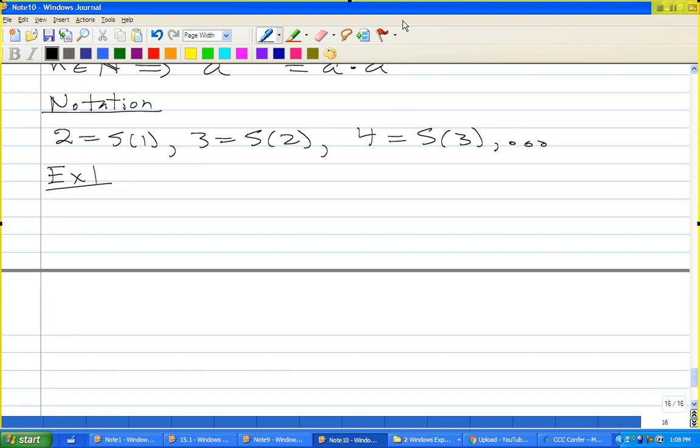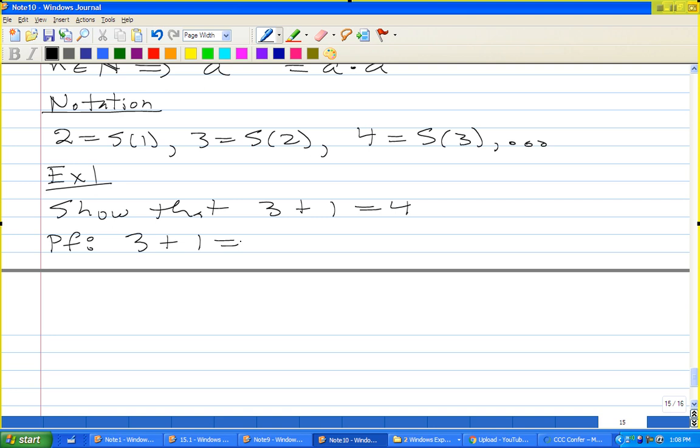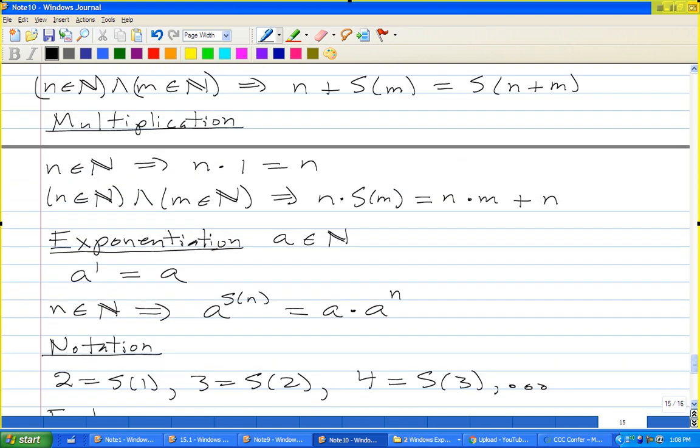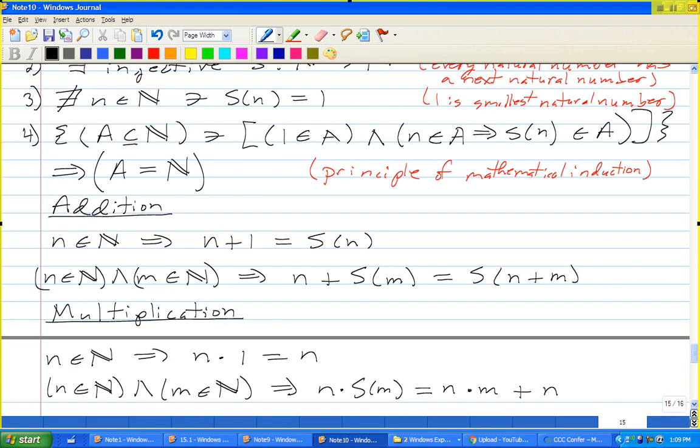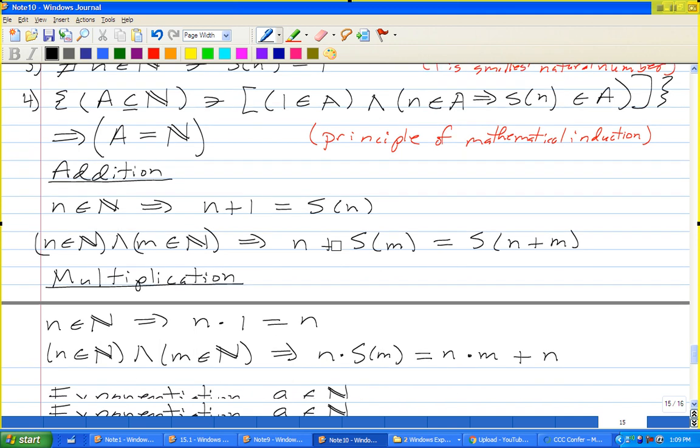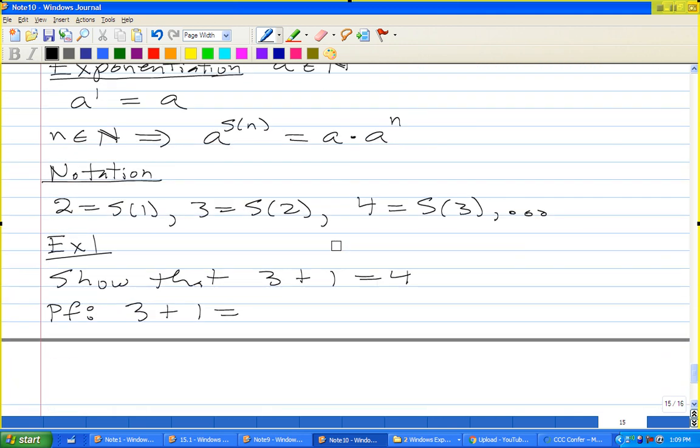And so I want to show that 3 plus 1 is equal to 4. Well, let's look at 3 plus 1. By definition, n plus 1 is the successor of n. So this is the successor of 3, but the successor of 3 is 4.